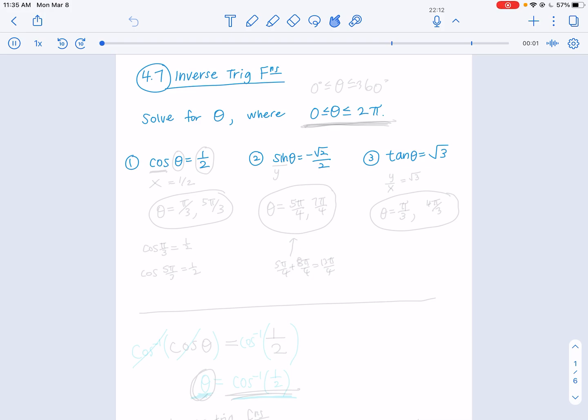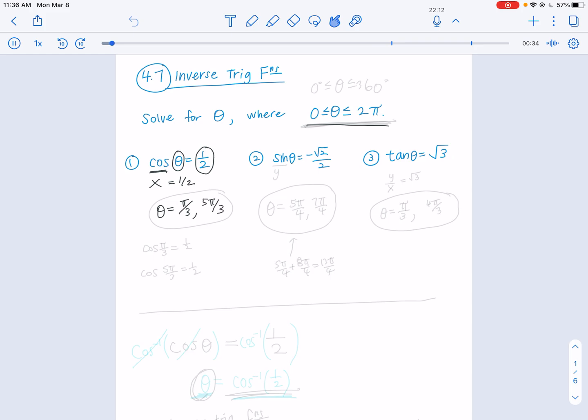So for number 1, you're asked to find out at what angle measure between 0 and 2 pi is your x coordinate 1/2? Or at what angle measure is your cosine ratio 1/2? So you're given the ratio and you have to figure out the angle. If you look at your unit circle, x coordinate is positive in quadrants 1 and 4, so where is that going to be? Pi over 3 and 5 pi over 3.